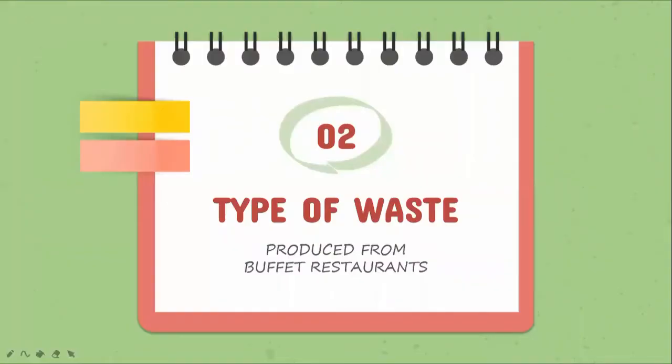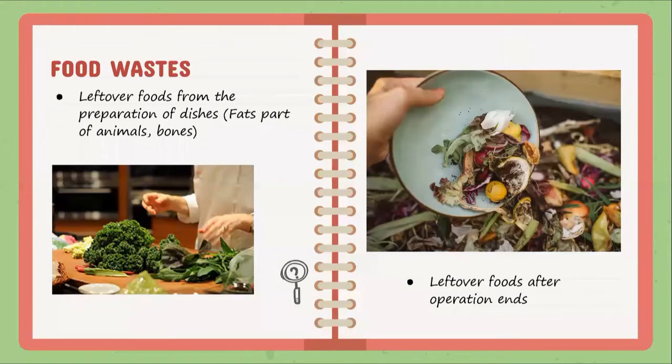Okay, my name is Nur Alia binti Shamsul Kamal with metric number 194212. Today I am going to present about the type of waste produced from the buffet restaurant along with Shafika Akila. First of all, food waste. Food waste can be mostly obtained from the leftover foods from the preparation of the dishes, such as the fat part of the animals, bones, skin, feathers, or the unused vegetables. Besides, it can also be obtained from the leftover foods that are not finished after the operation ended.